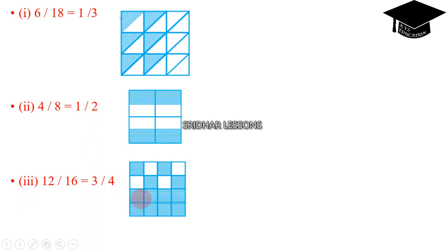Next one, totally how many parts? 1, 2, 3, 4, 5, 6, 7, 8, 9, 10, 11, 12, 13, 14, 15, 16. So 16 parts. Out of 16 parts, how many were shaded? 1, 2, 3, 4, 5, 6, 7, 8, 9, 10, 11, 12. So 12 parts were shaded. So 12 by 16, by cancellation it is 3 by 4.